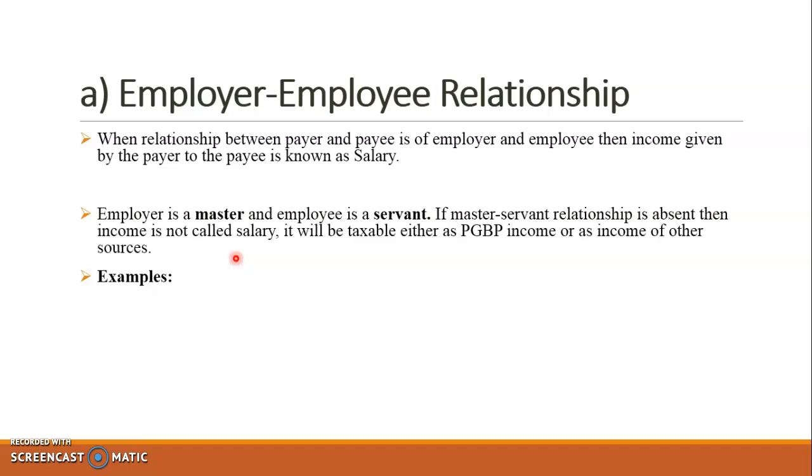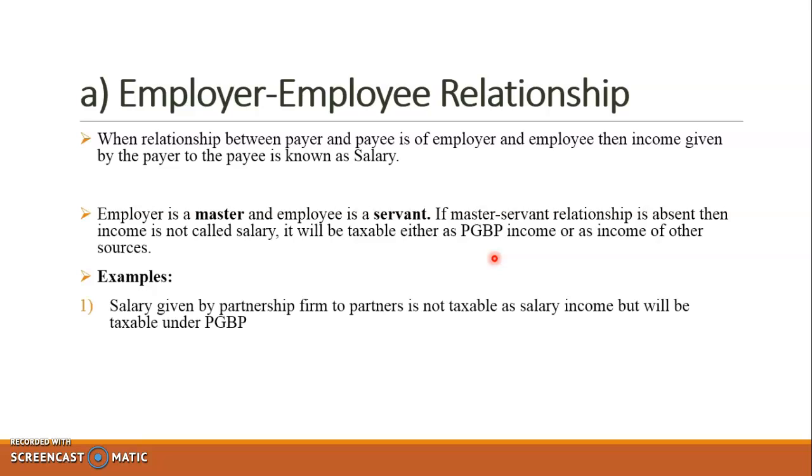If not, then it will be taxable under PGBP, that is profits and gains from business and profession, or as income from other sources, but not under the head of salary income. So suppose salary is given by a partnership firm to partners. Whatever salary is given, there is no employer-employee relationship between the firm and the partners. So it is not taxable as salary income, but it will be taxable under the head PGBP.